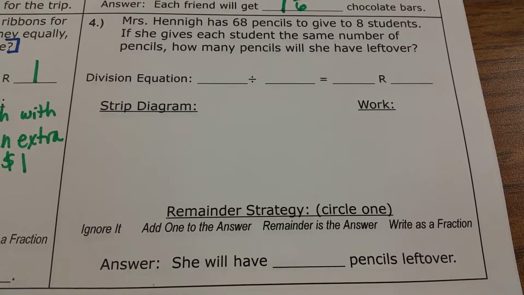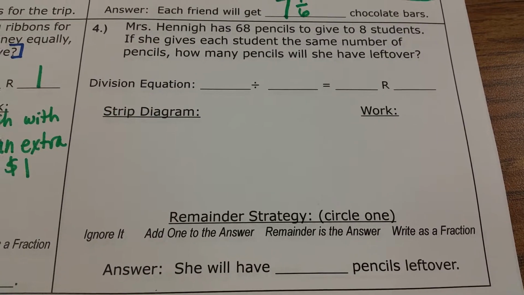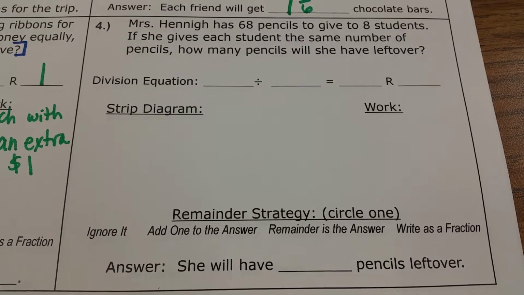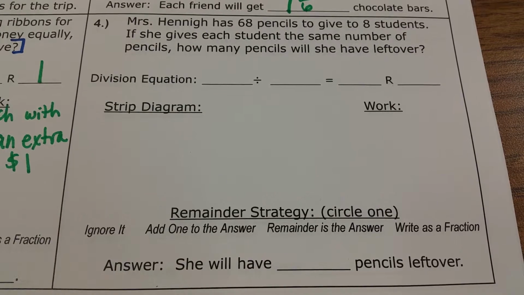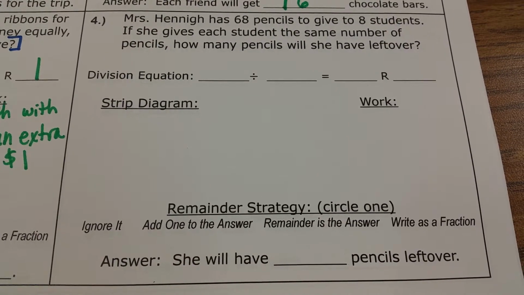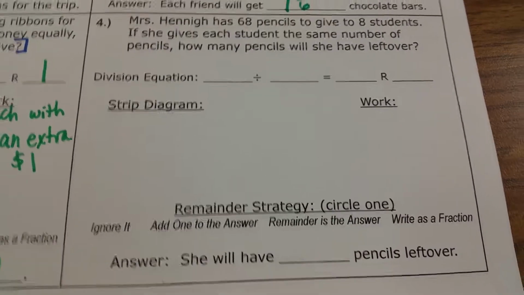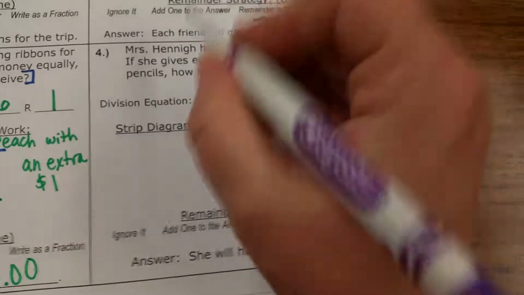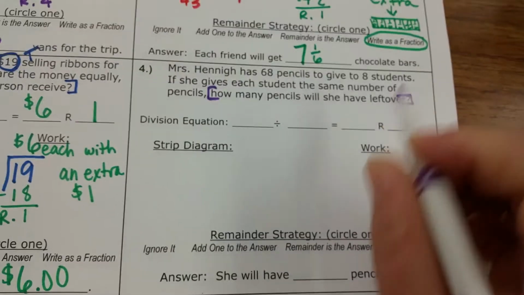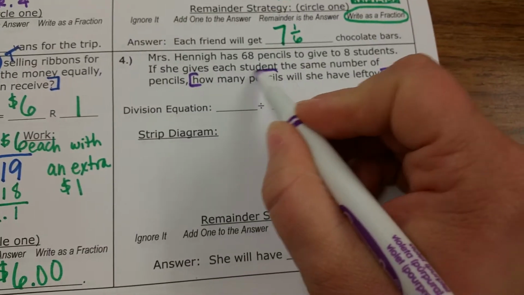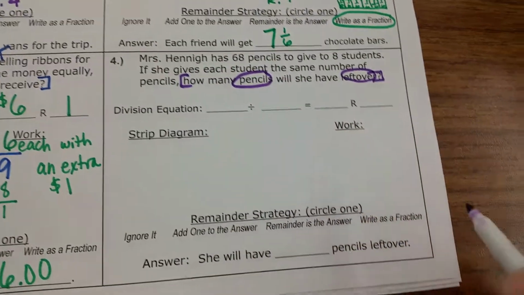So I'm going to start out by reading the problem, because to understand the problem, I have to read the problem. Mrs. Henney has 68 pencils to give to 8 students. If she gives each student the same number of pencils, how many pencils will she have left over? So my question is, how many pencils will she have left over? So what I'm looking for is pencils left over.